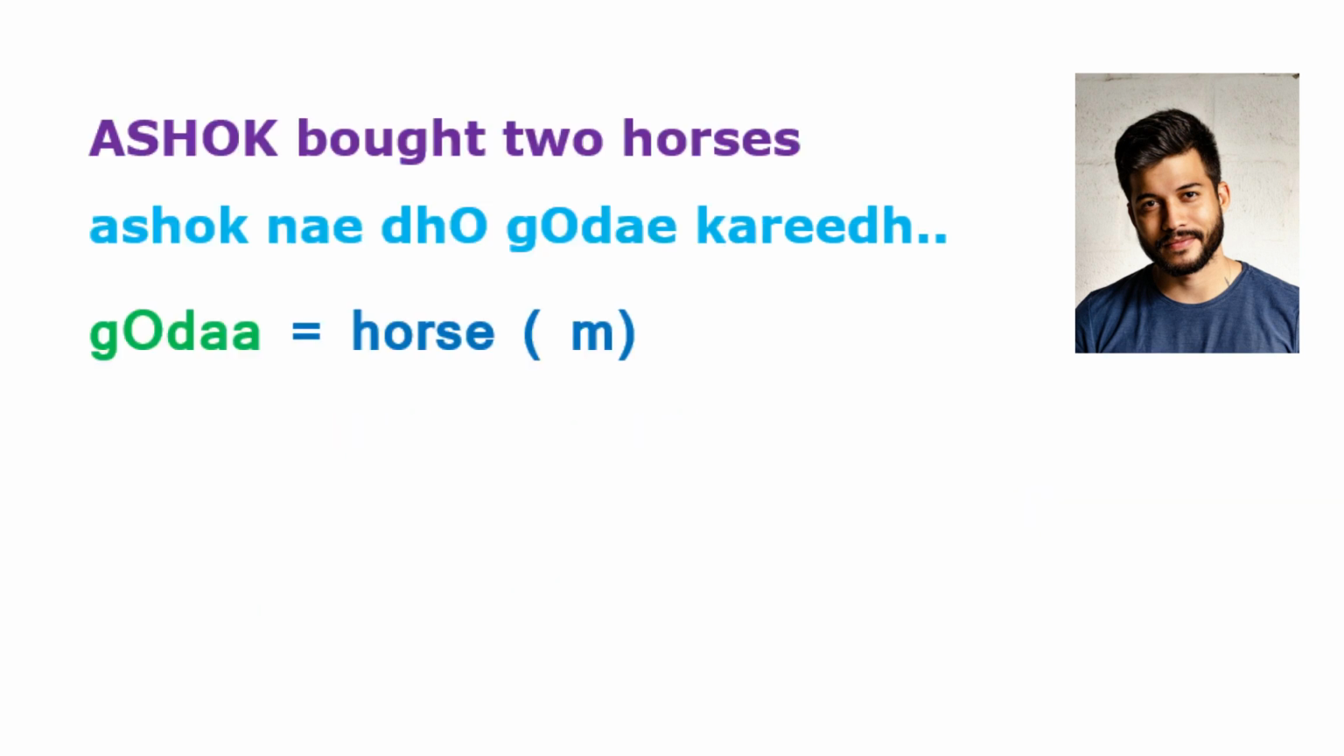Ashok bought 2 horses. Now Ashok is doing a completely different thing. Ashok ne 2 gode, means horse. Goda is a horse, which is masculine. Gode kharid. How do you end it? We'll see that in the next slide.